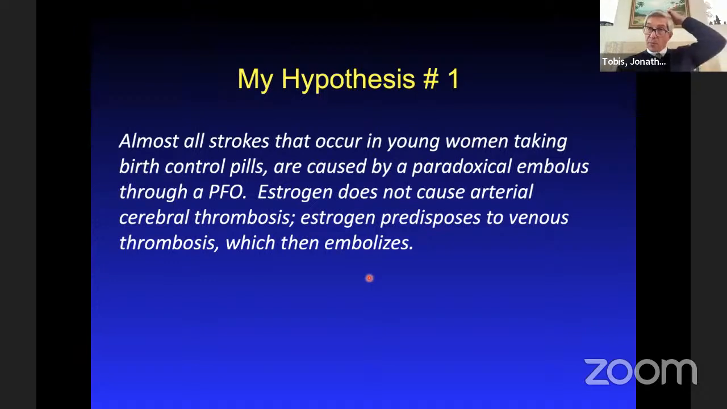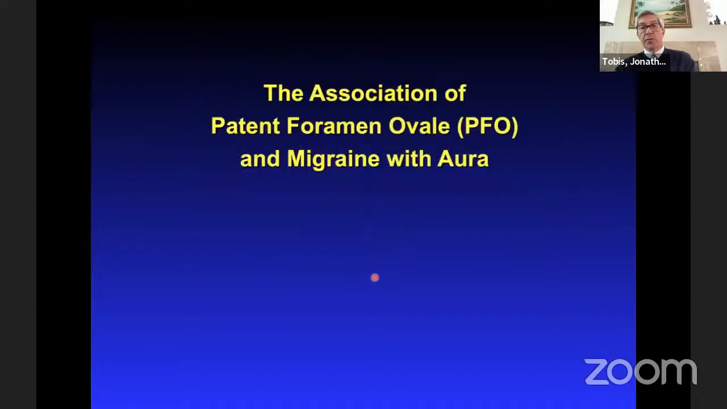But I think in those women who have migraines, we know that there's an increased risk of stroke. And I believe that that's due to the mechanism of PFO, which is why they have their migraines, and then the added thrombogenicity of estrogen causes their stroke.